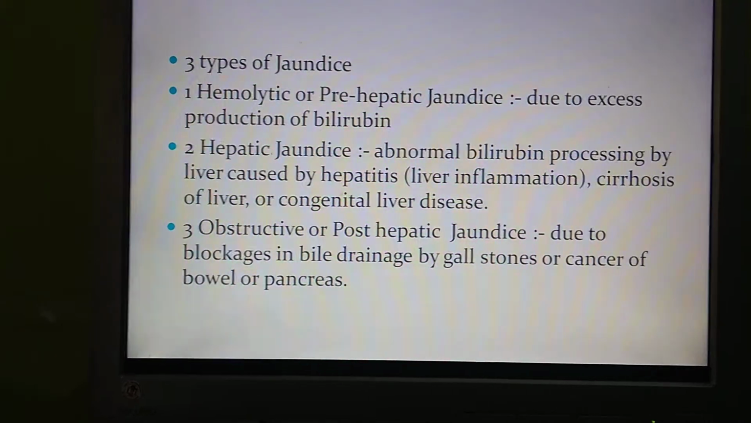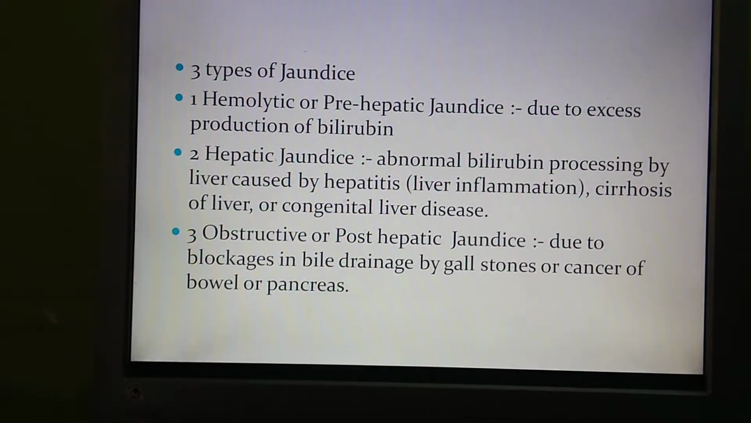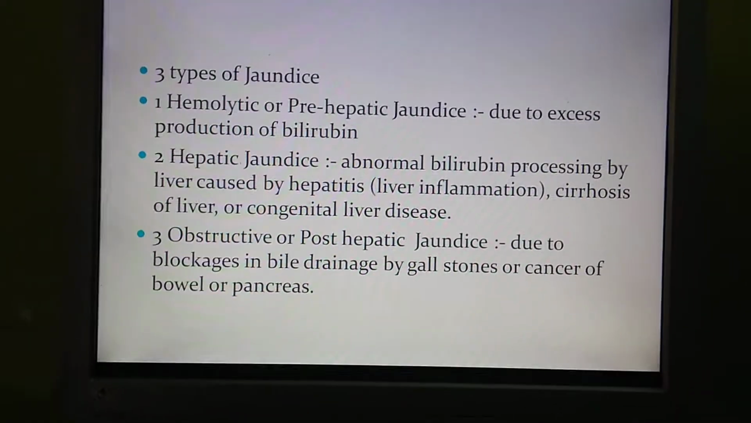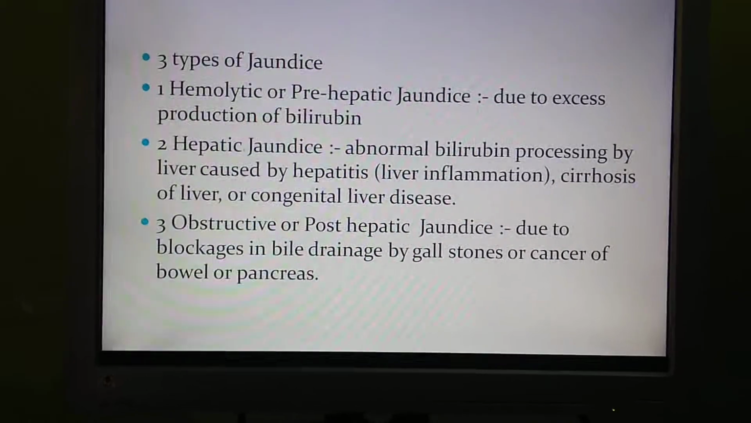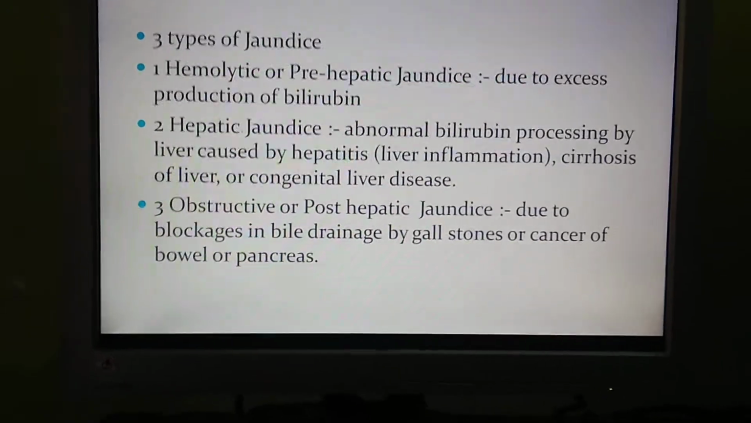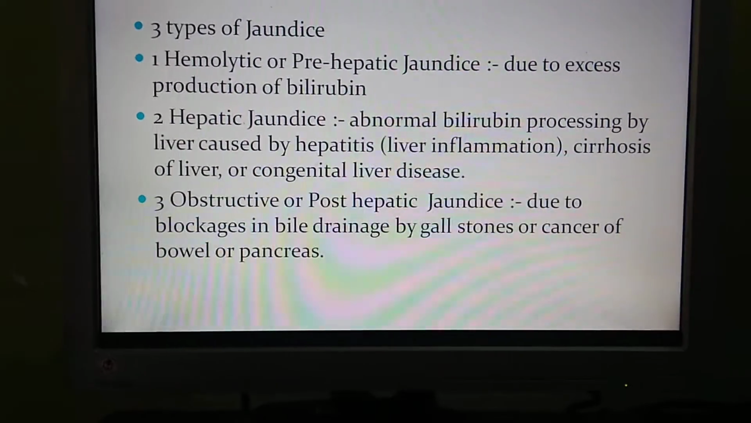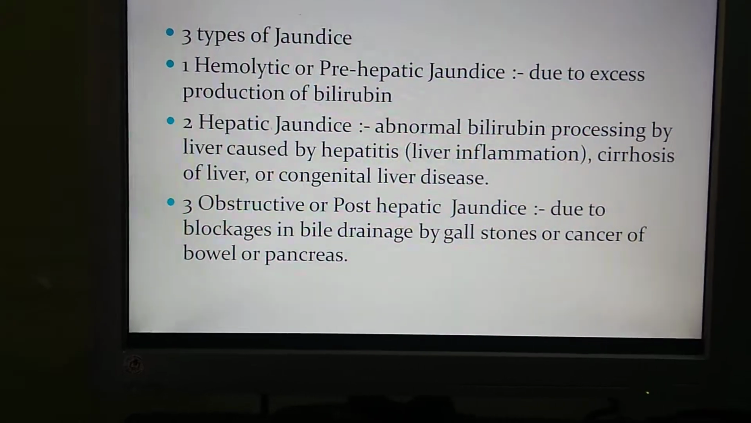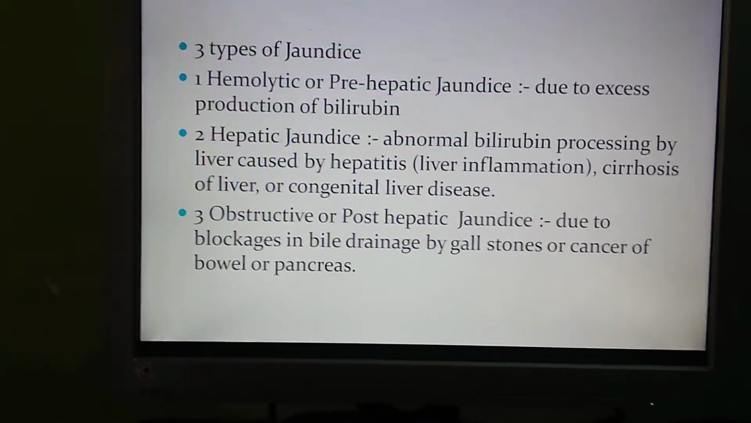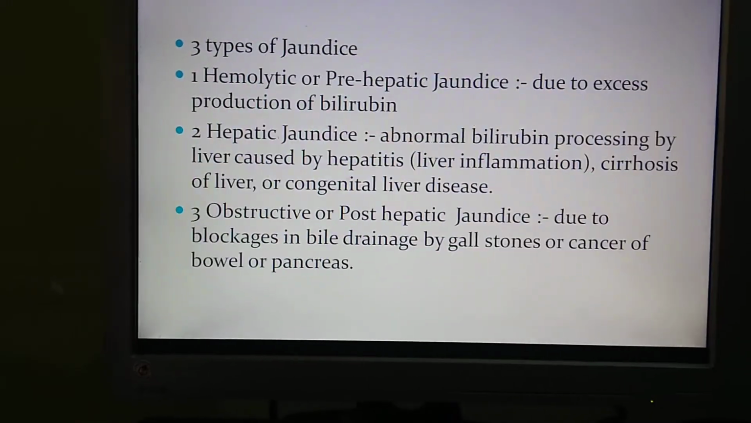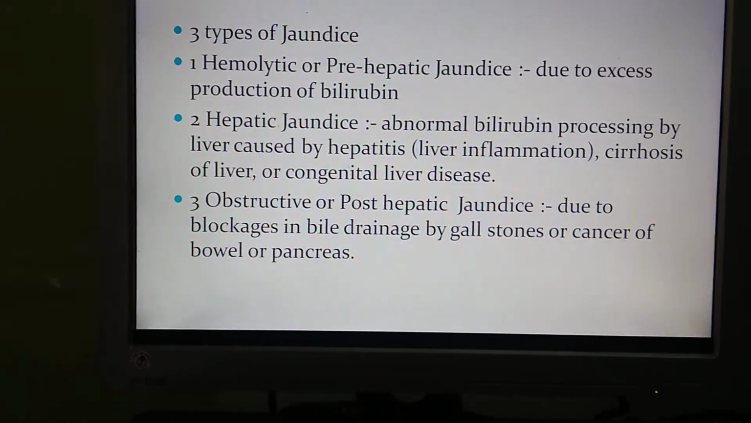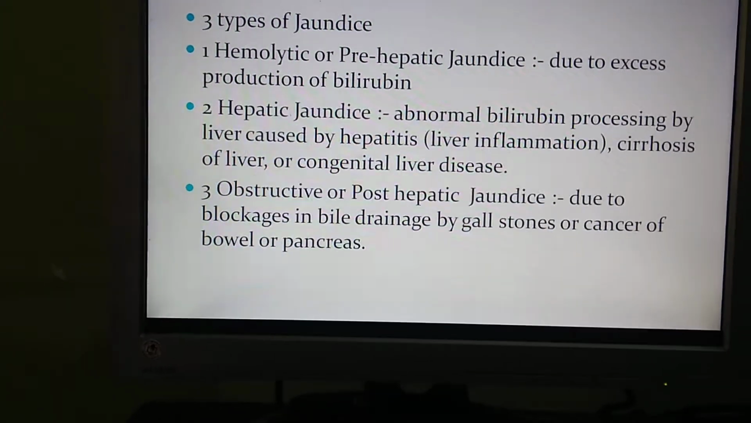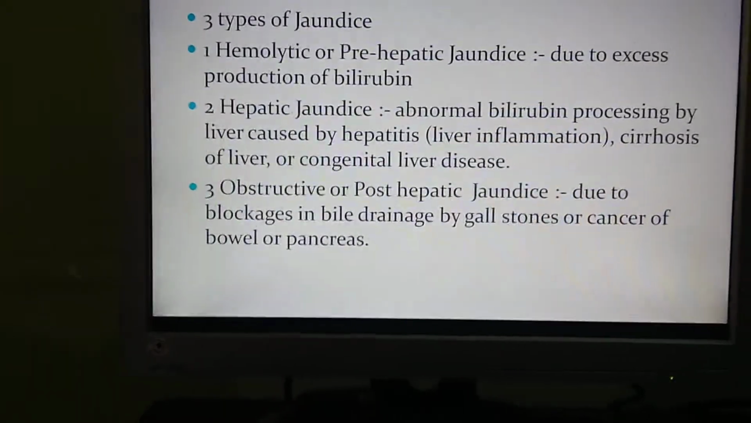Third one, to understand post-hepatic jaundice, which is also known as obstructive jaundice, you should remember that whenever bile is formed in the liver, it is secreted out of the liver and through the hepatic duct it comes into the duodenum, but only when food is present in the duodenum. If food is not present in the duodenum, the bile gets stored in the gallbladder, and when food enters the duodenum, the bile from the gallbladder as well as the liver enters the duodenum.